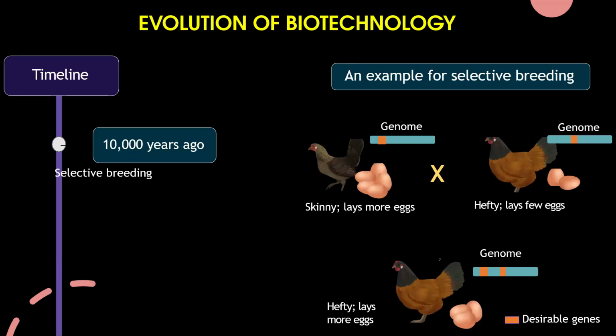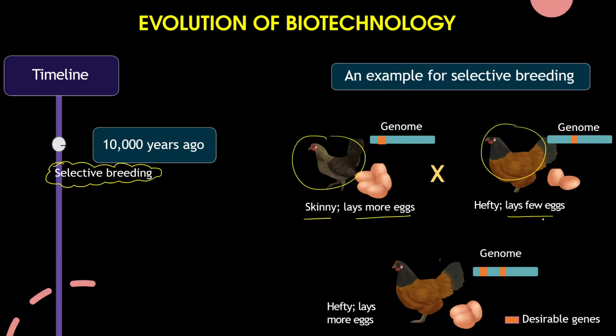Let's see. Initially it started 10,000 years ago, by a mechanism called selective breeding. So what does that mean? We select two different types of organisms within the same species. Suppose there is a hen which is very skinny, but it can produce a number of eggs. And there is another hen which is hefty, but produces very few eggs. Then I do the crossbreeding, so I will get a hen that is hefty and can also lay more eggs. So I'll be getting the desirable characters from both hens.